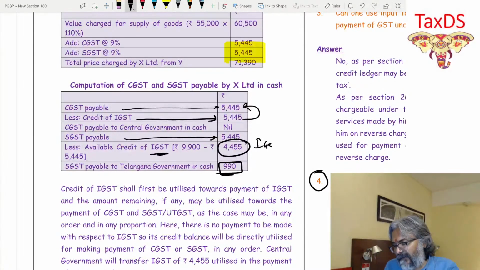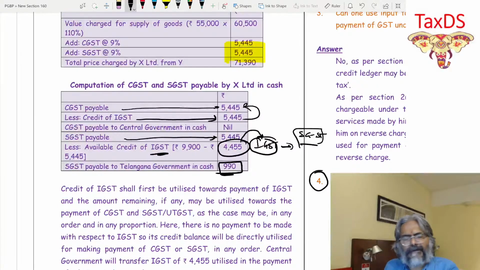This IGST credit has been used to pay off the SGST liability to the Telangana state government. And therefore, this amount of IGST has gone to whom? To the central government. And that central government amount is being used to pay off the state government liability.